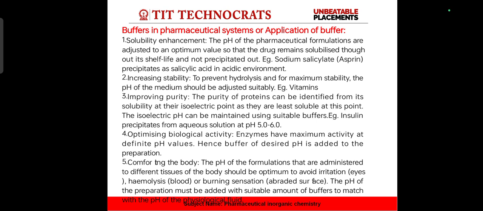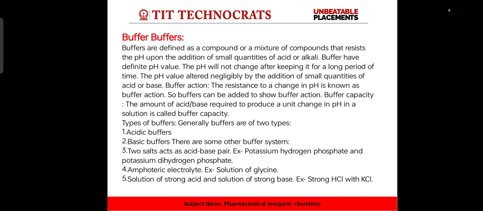Then buffers are of two types: acidic buffer and basic buffer. Acidic buffer is the mixture of weak acid and its salt. Example: acetic acid and sodium acetate. This is the acidic buffer. And basic buffer is the mixture of weak base and its salt. Example is ammonium hydroxide and ammonium chloride. And your buffer solution resists change in the pH of your preparation.